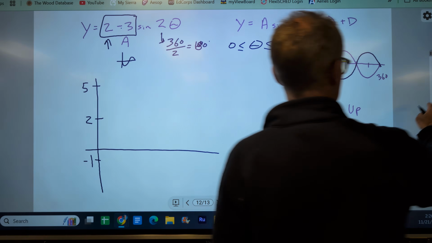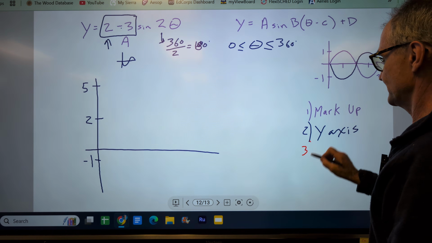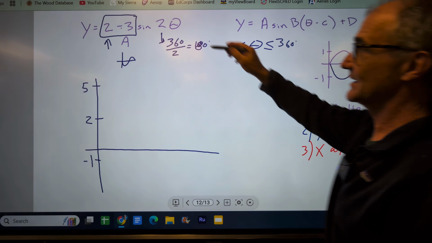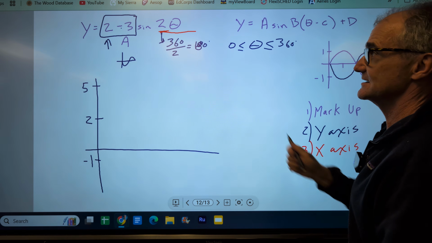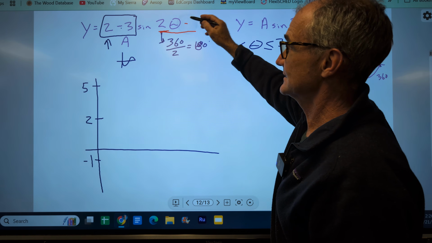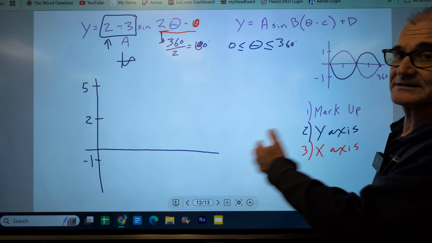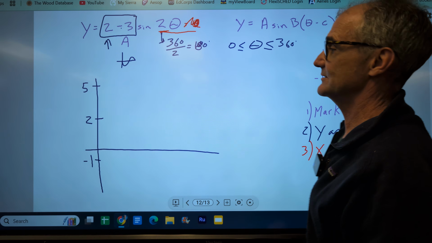Step 3 here is label the x-axis. This value right here, this period, is going to affect the x-axis. And if there was something else, like minus 90 degrees, that would affect the x-axis as a shift. But we're not going to look at that yet. So we just got that 180.